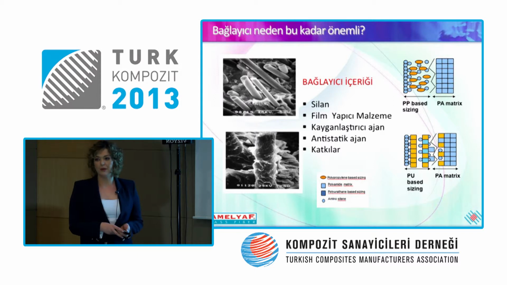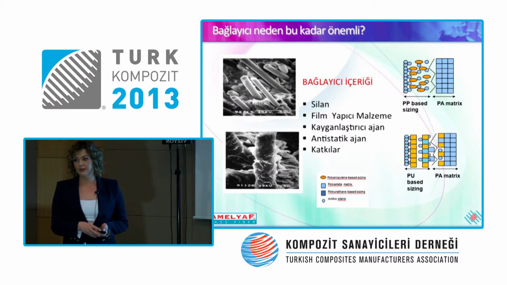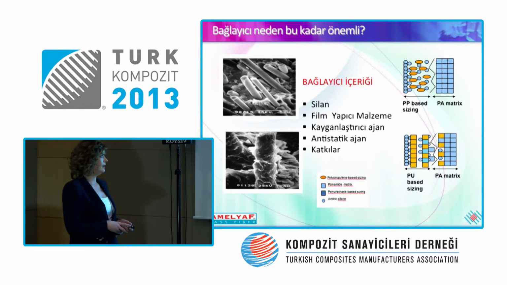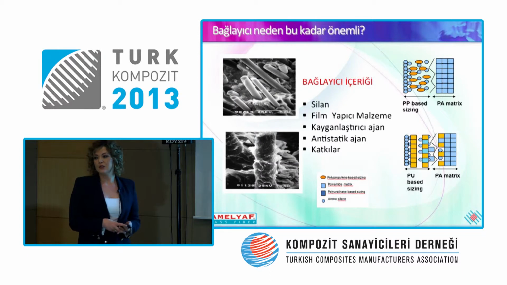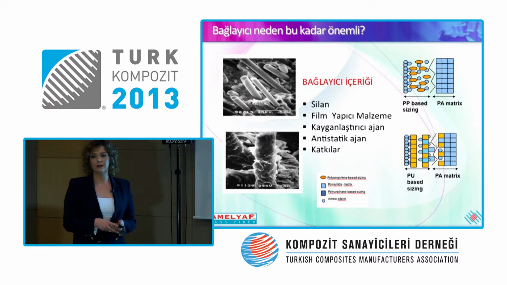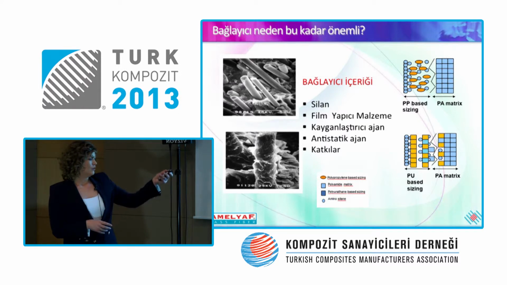The content of the bonding agent is mainly silane, film agents, lubricant, anti-static agent, and additives. The usage area will define the formulation to be chosen. It's applied into the glass fiber and it is made harmonious with the matrix. Otherwise, the glass fiber is not going to have complete integration in the composition. It will only be a filling, and the desired end result will not be reached, especially the mechanical strength will not be reached.